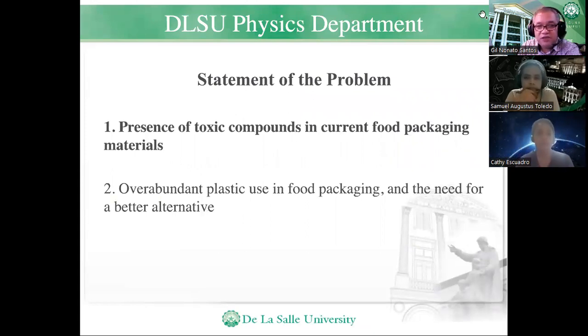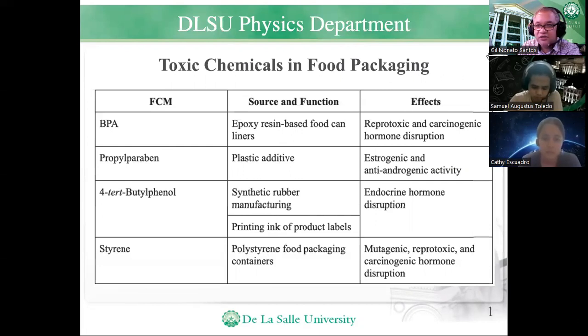The problem is actually the presence of toxic compounds in food packaging, in food materials, and also the overabundance of plastic used in food packaging and the need for a better alternative. So, what are the toxic chemicals present in food packaging? Number one, we have BPA. This is in epoxy resin-based food can liners. The effect is reprotoxic and carcinogenic, with hormone disruption.